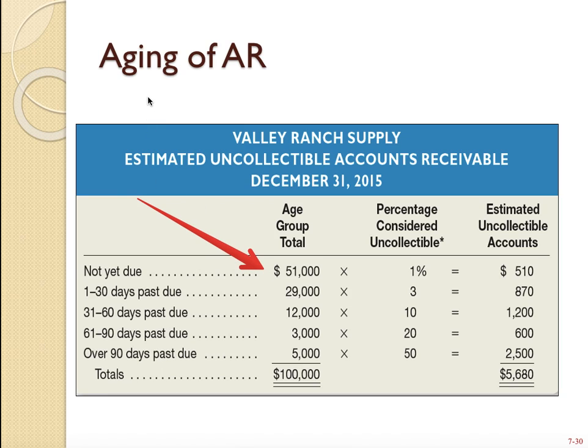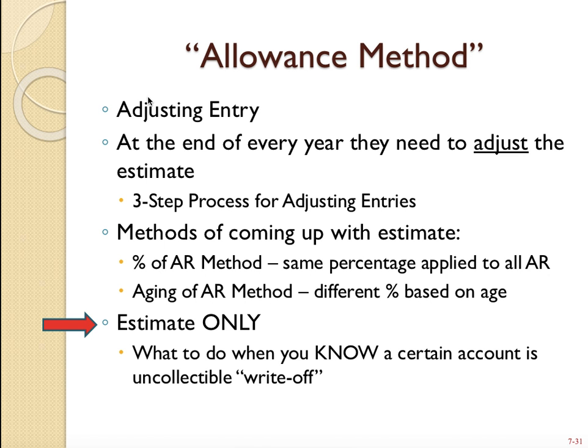Okay, and we'll practice that method in class as well. And then the last thing I want to mention to you guys is that, again, this allowance for doubtful accounts is an estimate only, okay? It's not anything that we know with 100% certainty. However, at some point, we do know when a certain account might become uncollectible, okay?